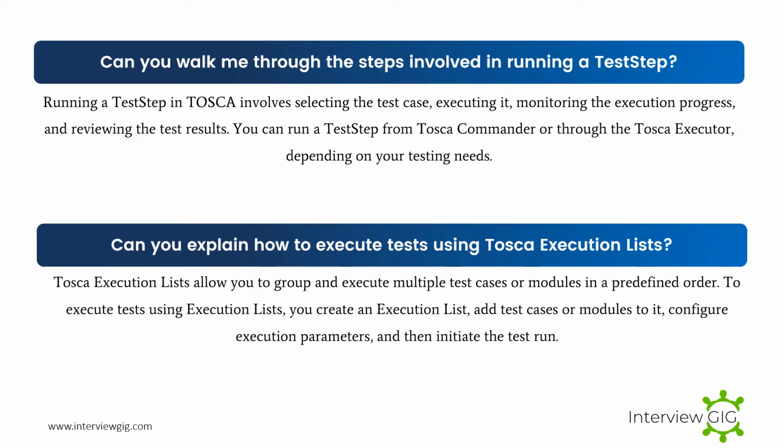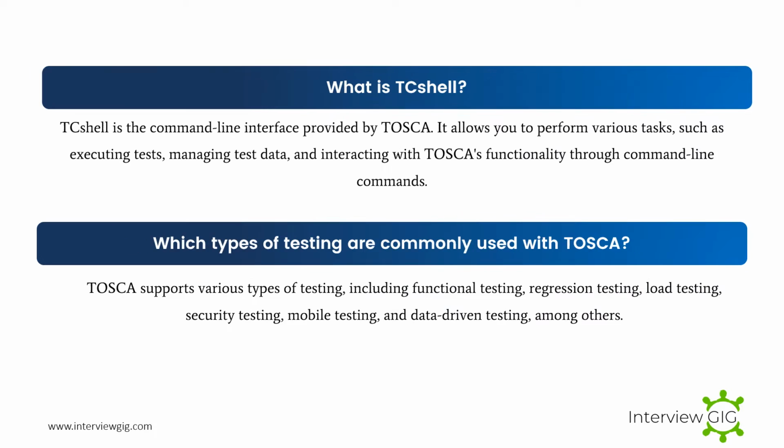Can you explain how to execute tests using TOSCA execution lists? TOSCA execution lists allow you to group and execute multiple test cases or modules in a predefined order. To execute tests using execution lists, you create an execution list, add test cases or modules to it, configure execution parameters, and then initiate the test run.